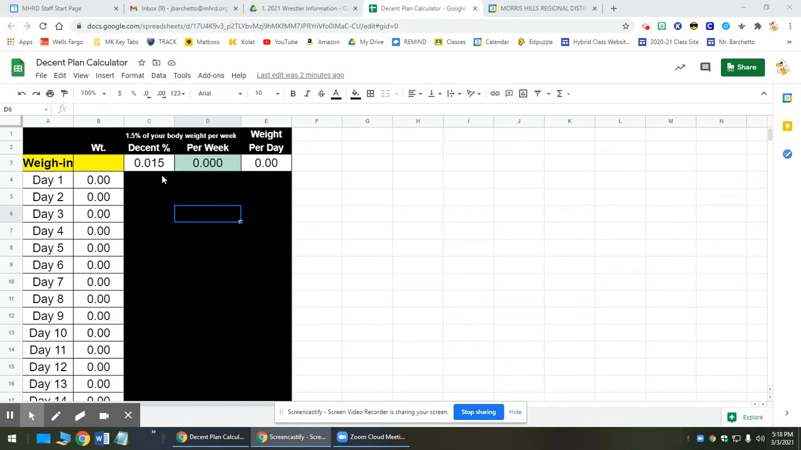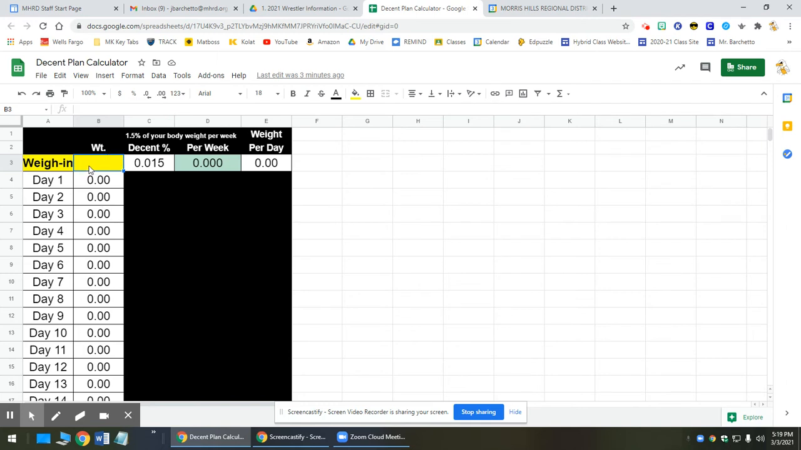So let me give you an example here. The only box you guys are going to be touching is this highlighted box where it says weigh in. Everything else is a formula, so you don't want to touch any of these zeros in day one. All these numbers will adjust. You can only lose 1.5% of your body weight per week. So when you put your weight into this box, you'll see it get calculated. It will tell you you can lose X amount of weight per week, X amount of weight per day, and that will be calculated over here.